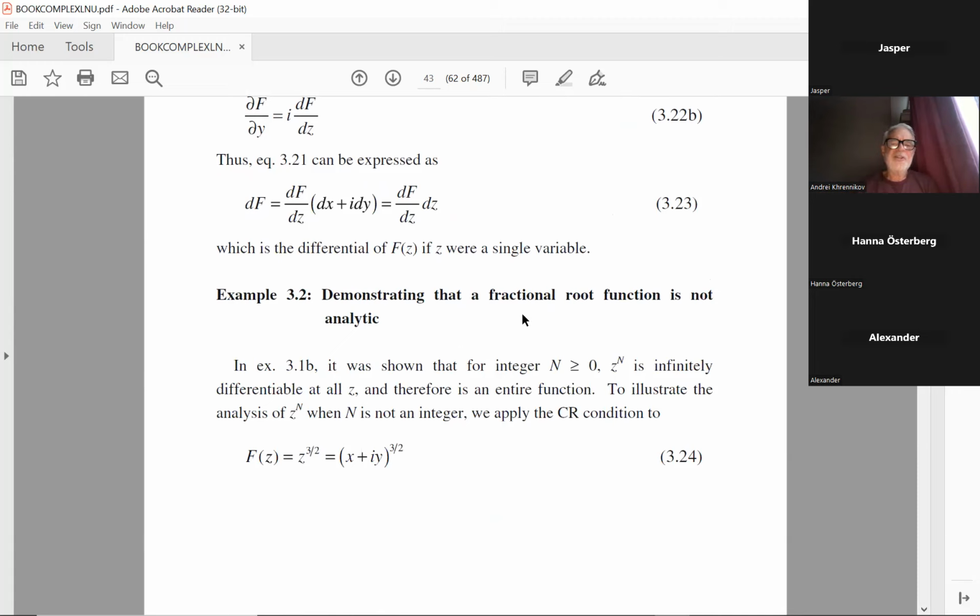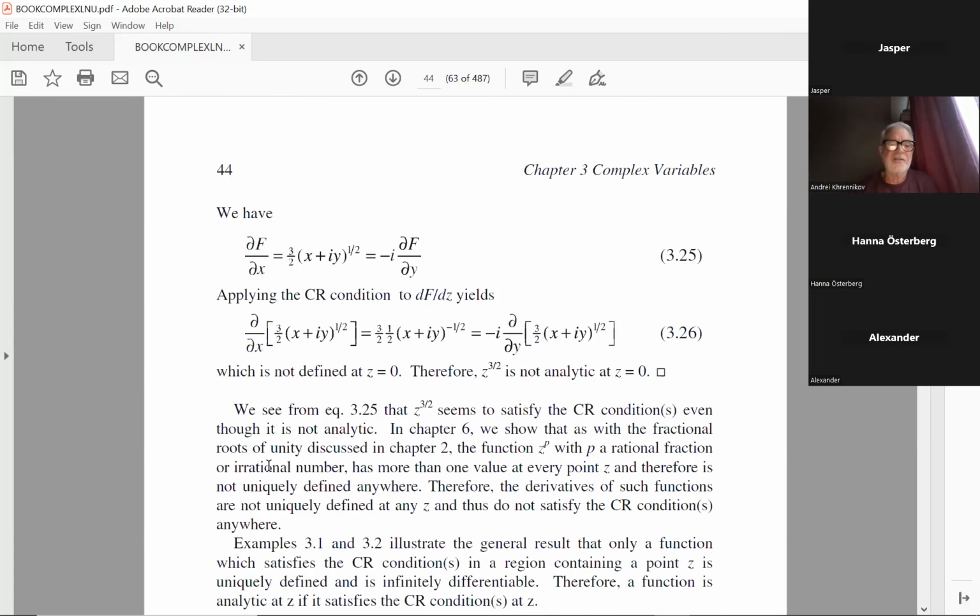Now, the demonstration that the fractional root is not analytic. They use the Cauchy-Riemann condition, but I propose just differentiating this function as a usual function of z, and then you will get square root of z in the denominator, and at the point 0 it is a singularity, it goes to infinity. So at the point 0 this function is not differentiable as a function of z, and so it is not analytic at the point z equal to 0, so it is, of course, not entire.